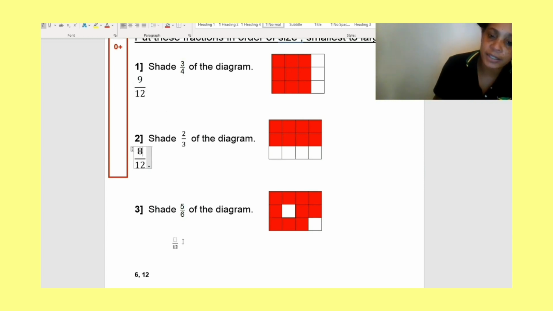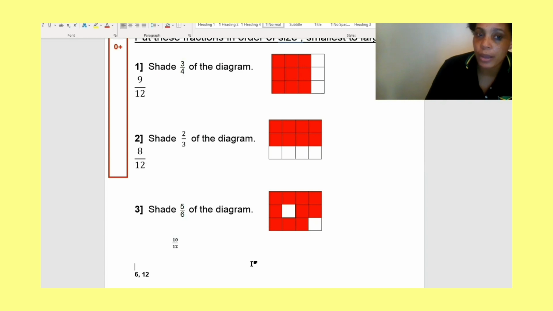Here, 5/6. Of every 6, I've taken out 5. 1, 2, 3, 4, 5, 6. I've taken out 5. 1, 2, 3, 4, 5, 6. I've taken out 5. So that is going to leave us with 1, 2, 3, 4, 5, 6, 7, 8, 9, 10. So 5 out of 6 is the same thing as 10 out of 12.